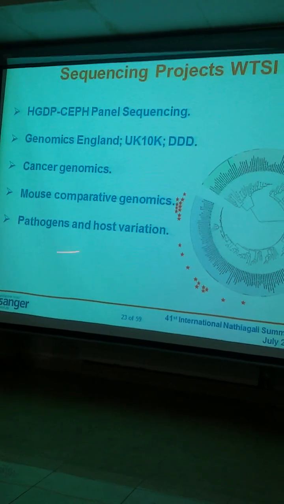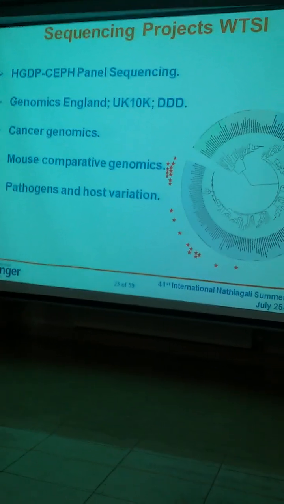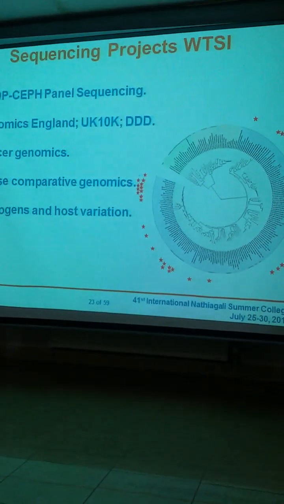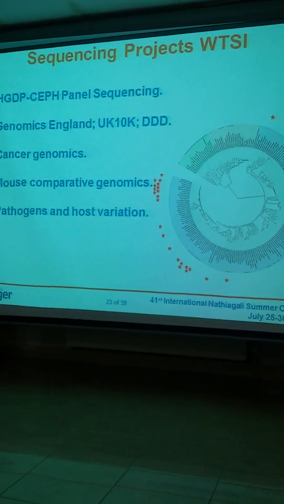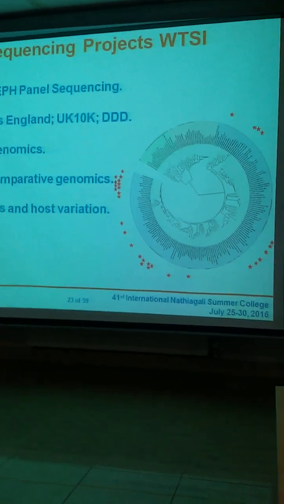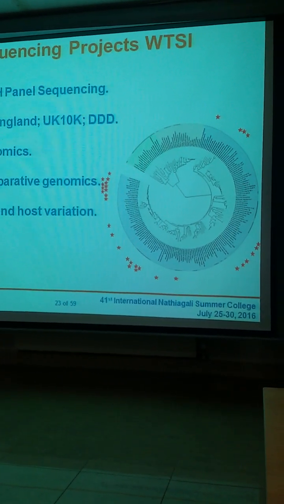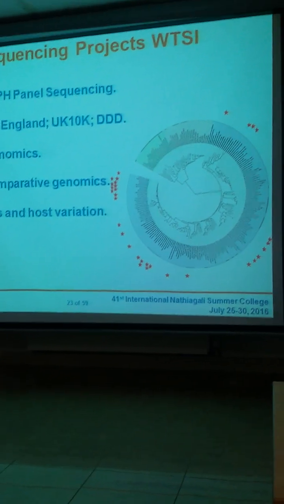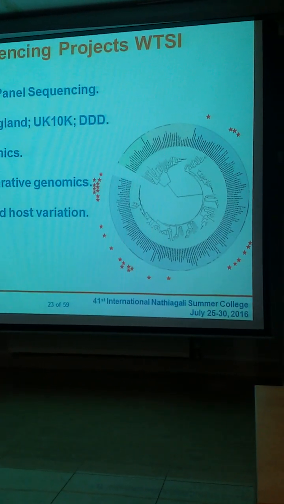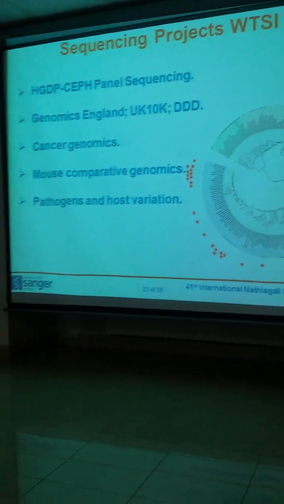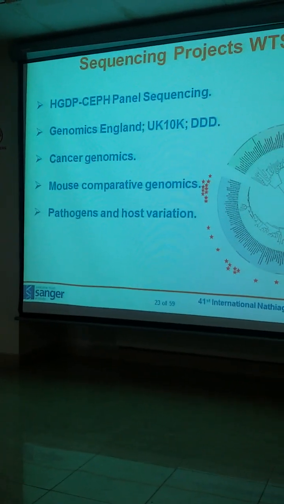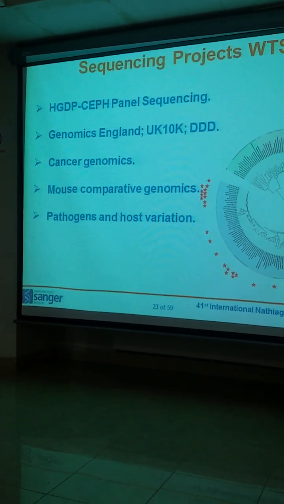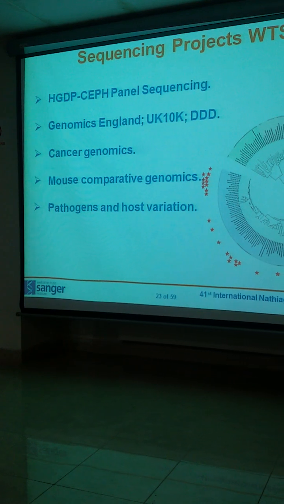Sanger also sequences pathogens, and especially the malaria project at Sanger is one of the biggest in the world. They're looking at variation in the malaria parasite, both falciparum and vivax. They're also looking at lots of bacterial genomes, including cholera, salmonella, and lots of other parasites, especially in Africa and Southeast Asia. Sanger sequenced roughly 40 to 50,000 whole bacterial genomes just last year.